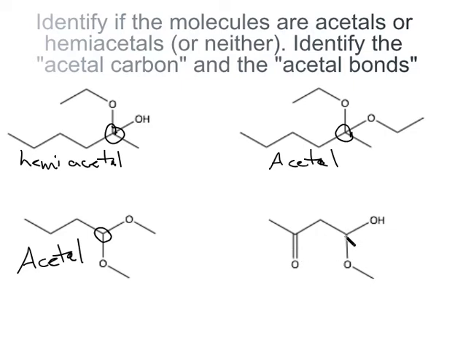If we look at this position here, where the carbon chain ends, we have an OH and an OR. So this will be our acetal carbon, and since we have an OH attached to the acetal carbon and an OR, we have a hemiacetal. This is our acetal bond, and this is our acetal bond.